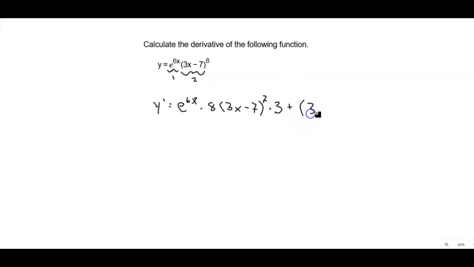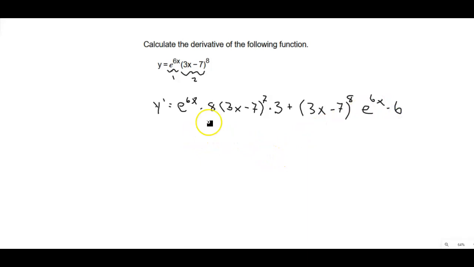So that's 3x minus 7 raised to the 8th power. And then we're going to take the derivative of e to the 6x again. E to the something is our outside function, and the 6x will be our inside function. So the derivative of e to something is just e to that same thing, times the derivative of the 6x, which is 6.